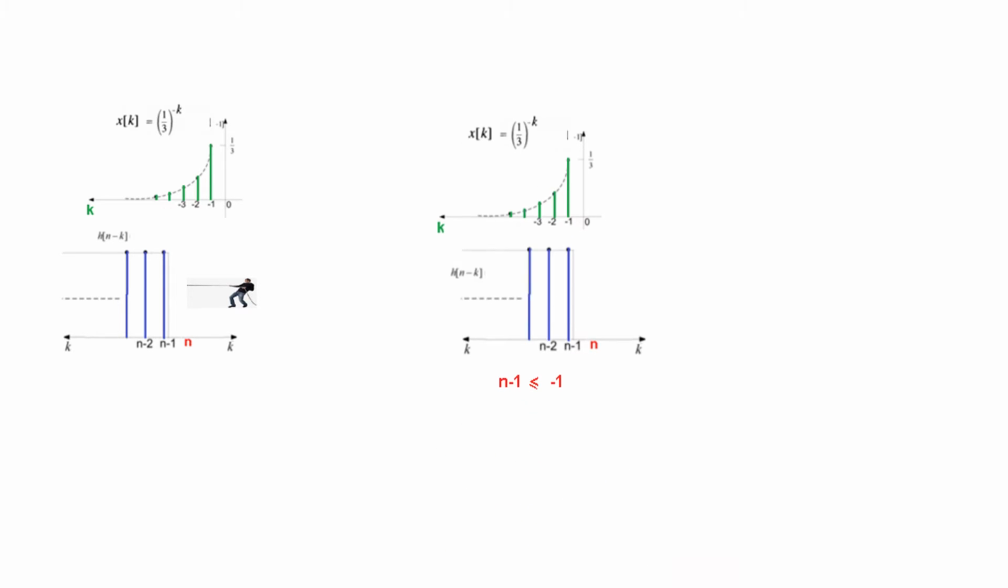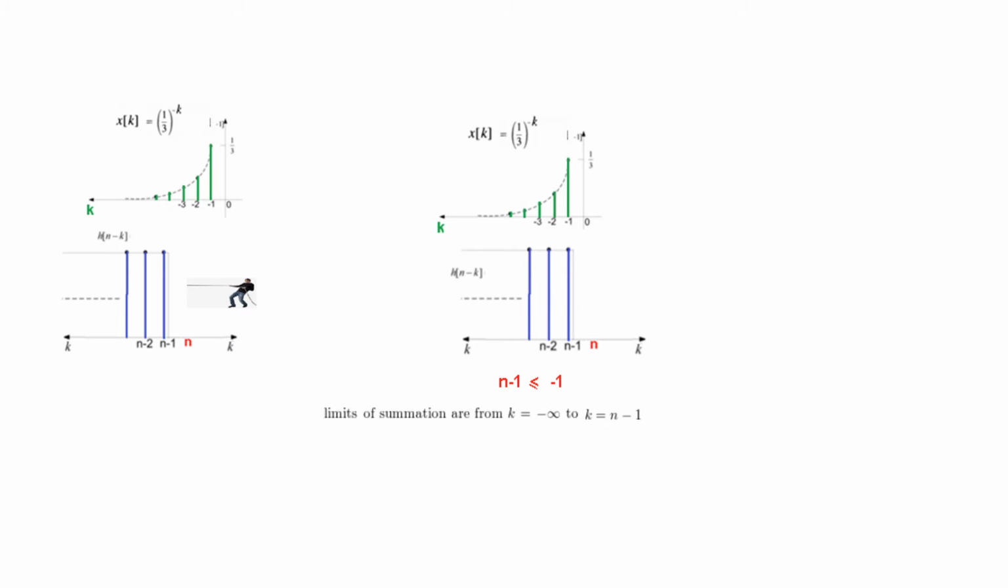So let's see, we keep pulling, and when we come to this point where n minus 1 is equal to 1, this is the end point. After that, if you pull it further right, this one will go out. So now there will not be complete overlap. So this we call the second limit. And this condition is happening when n minus 1 is less than or equal to minus 1.